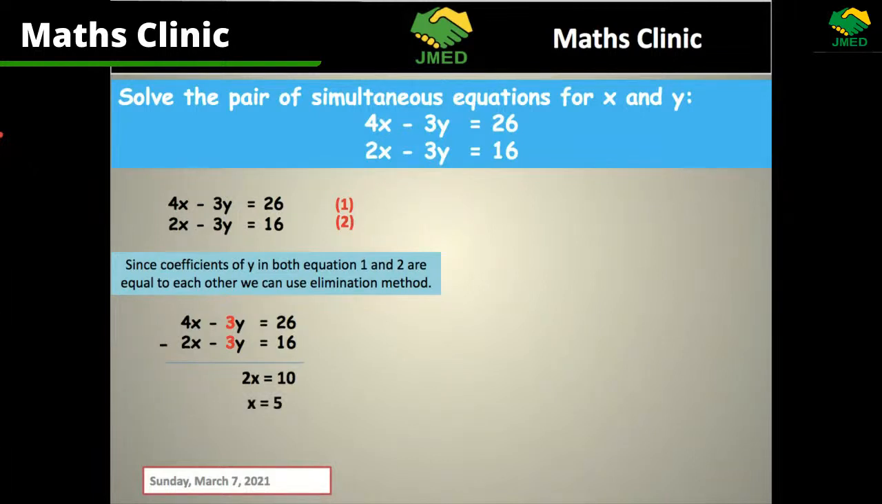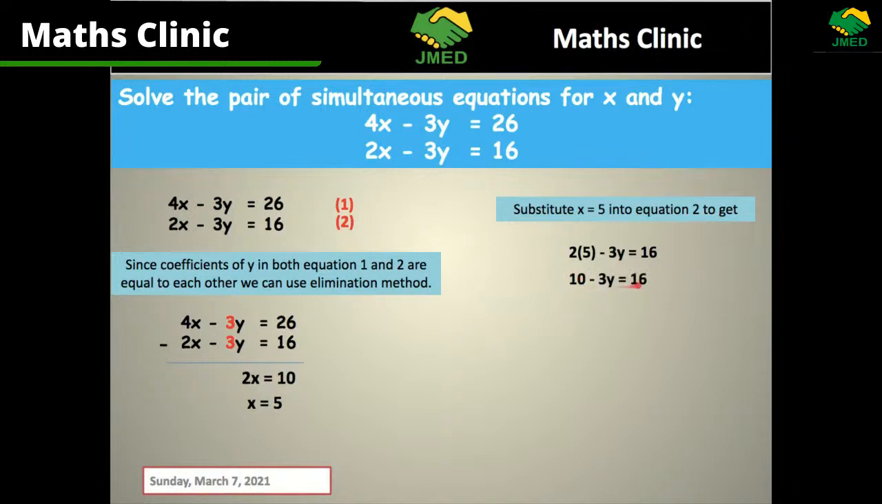x equals 5. Now that we have found x equals 5, we just need to substitute this value into one of the equations. I use equation 2. You could use equation 1, as I said before. The answers will be the same as long as your calculation is correct. So 2 times 5, so I'm substituting 5 here. That keeps the form of the equation, but I'll simplify that.